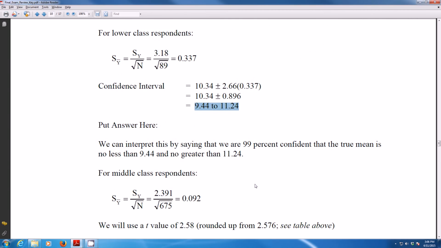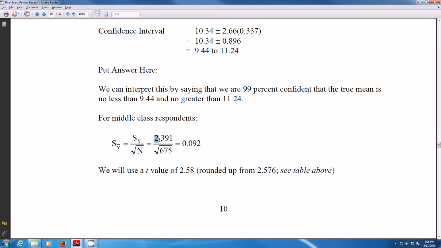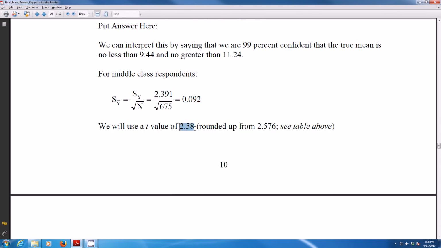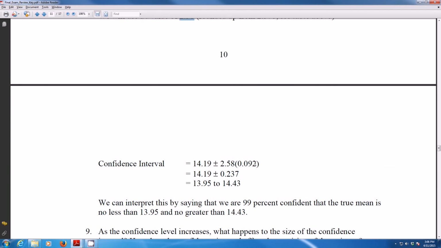And for the middle class respondents, we basically do the same thing. We're going to divide their standard deviation by the square root of their sample size. We get an estimated standard error of 0.092. We're going to use the t-value of 2.58 if we round a little bit. The product of the standard error and the t-value plus or minus the sample mean gives us a range between 13.95 and 14.43. And so we can say that we're 99% certain that in the population, middle class respondents have between 13.95 years of education and 14.43 years of education. And so that's the answer to that question.